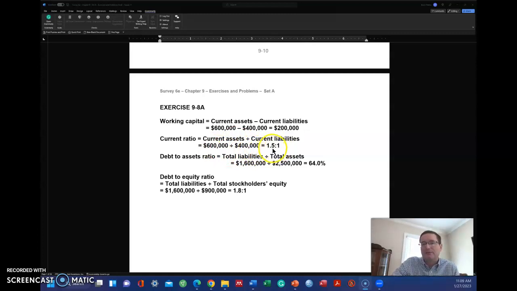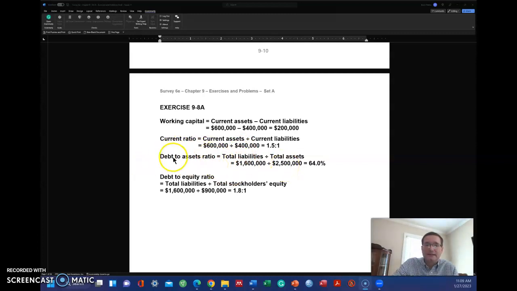And the book will do 1.5 to 1. You'll hear me say 1.5 times. We need to do probably what the book is doing, because that's probably better for consistency. But you might see it written as 1.5 times, and that's how I was taught. All right, so that means there are 1.5 times more assets than liabilities. So 1.5 to 1. So that's your 1.5 and that's your 1. Either way, it works. Debt to assets ratio, total liabilities divided by total assets.